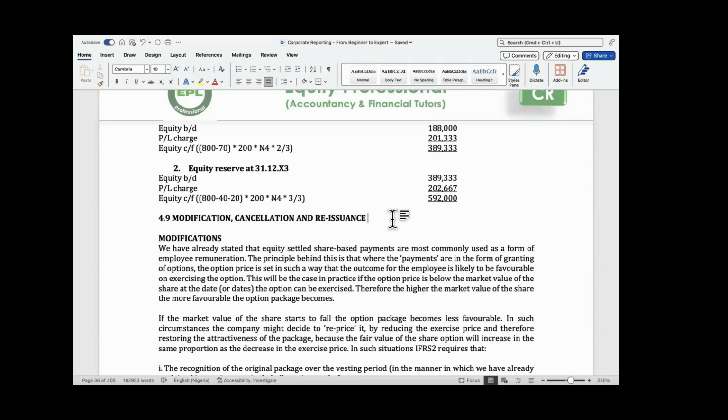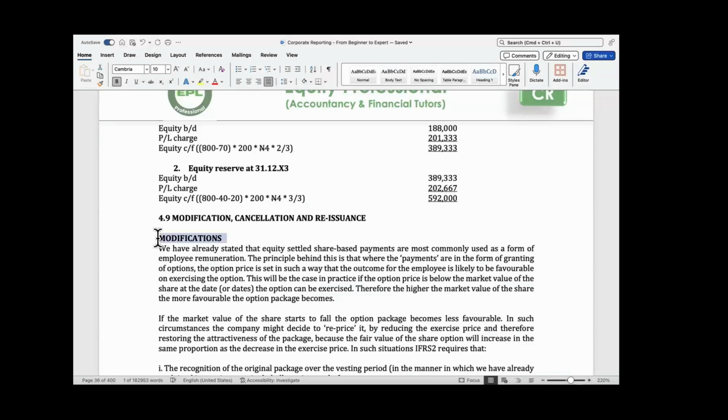But business dynamics and economic environment will change, and we should be ready for that as an accountant. Then what happens if the share price of the company starts falling, and this deal is now looking very unattractive to the employees? What should the company do? And that is what we want to discuss under modification.